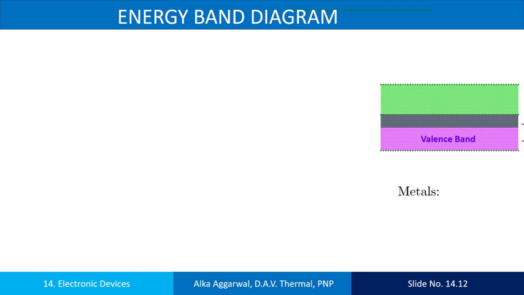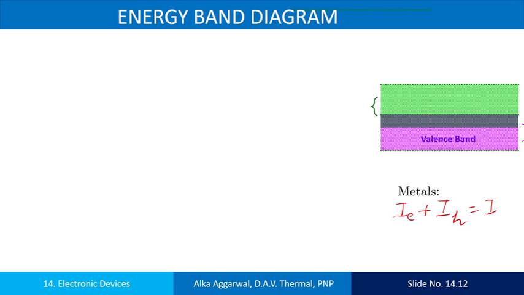When a field is applied, the electrons move in the conduction band and drift in the direction opposite to the direction of the field, and holes in the valence band move in the same direction as the electric field. The total current is the sum of the current due to the motion of the electrons in the conduction band and the motion of the holes in the valence band. So the more electrons jump to the conduction band, the larger will be the conductivity.